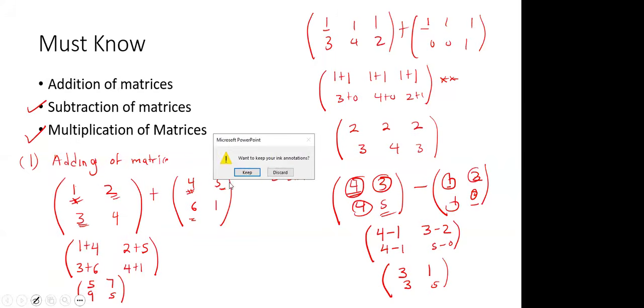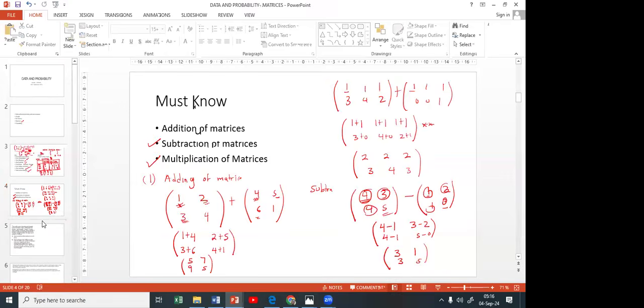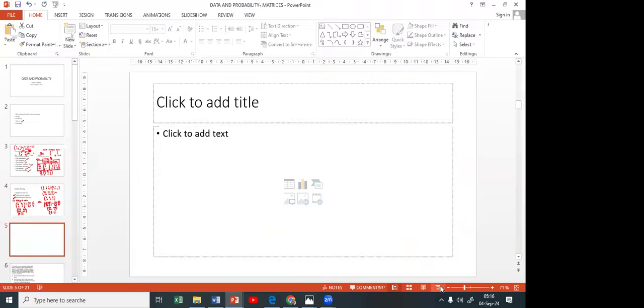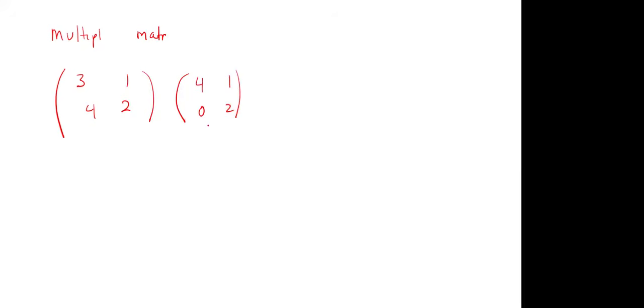Now, where do we usually make the mistake? The mistakes we usually make are when it comes to multiplying matrices. So when it comes to multiplication, the order will matter a lot, what we call the order of the matrices. Let me say you are multiplying matrices: if I have a matrix 3, 1, 4, 2, and I'm multiplying this matrix times maybe 4, 1, 0, and 2, the order of the matrix will matter a lot.